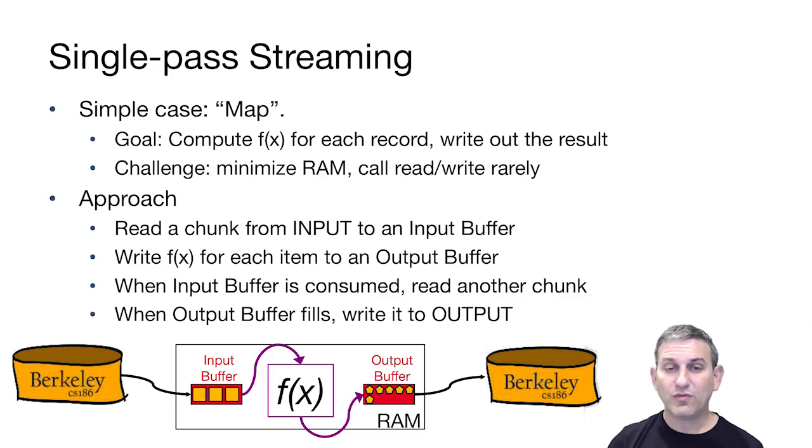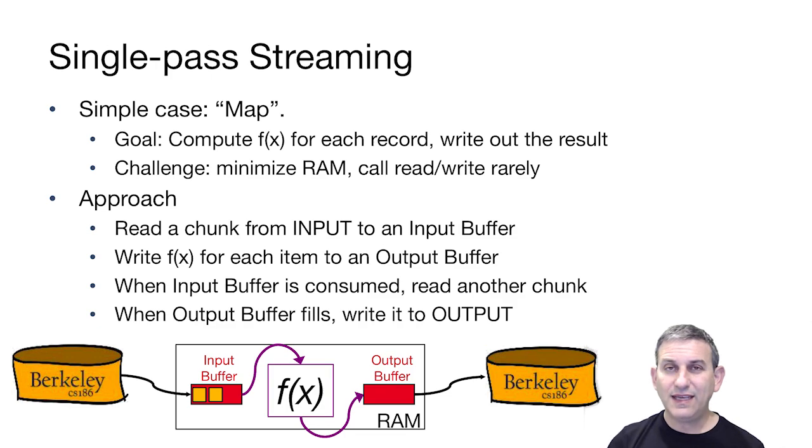So we'll do it again. Read 3 more, run f of x on them, write them to the output buffer, and then read another one because the input is consumed. We'll read the first thing here, and write it to the output buffer. Now our output buffer is full. And because it's full now, we'll write it to the output. That way, our output I/O gets a full page worth of data for the cost of the I/O.